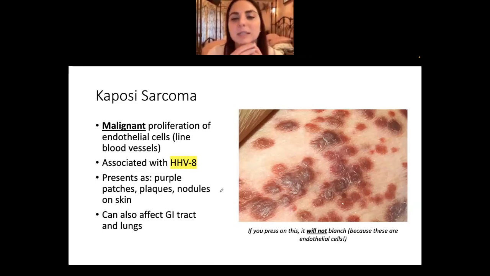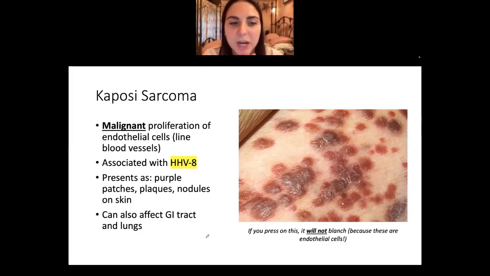But now this is associated with HHV8 virus. It's going to present as purple patches, plaques, skin nodules. This is just a picture I found. It kind of looks like purpura, and it also doesn't blanch when you press on it, just like purpura. Hopefully that makes sense why these won't blanch. These are literally endothelial cells that are malignant, so it's not even really blood. They just get malignant and get bigger and look purple.